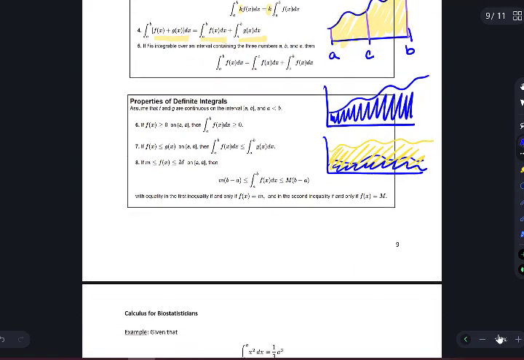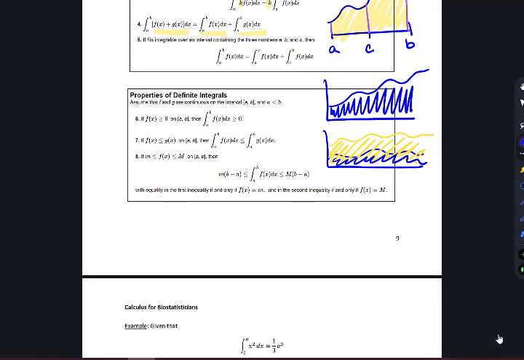And then finally, my last rule here says if little m is less than or equal to f of x is less than or equal to big M on a to b, then m times b minus a must be less than or equal to the integral from a to b of f of x dx, less than or equal to big M times b minus a. So what exactly does this one mean?